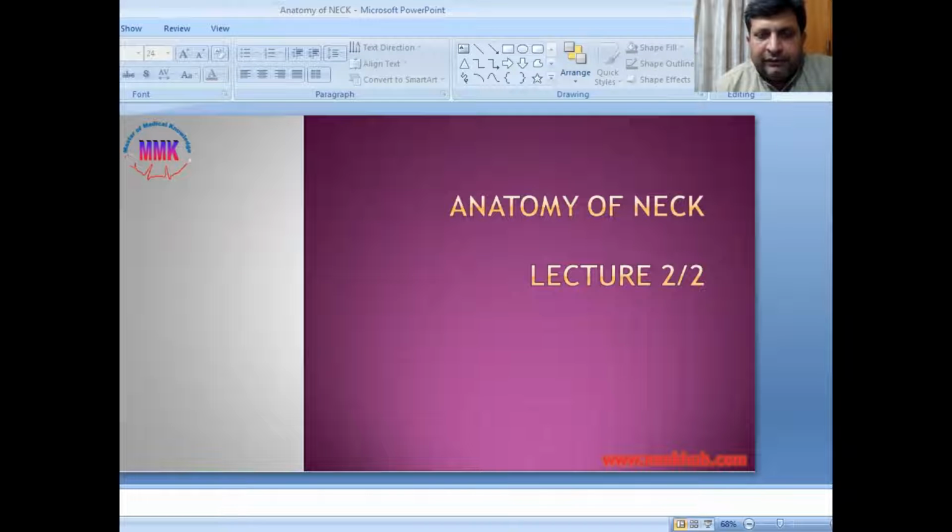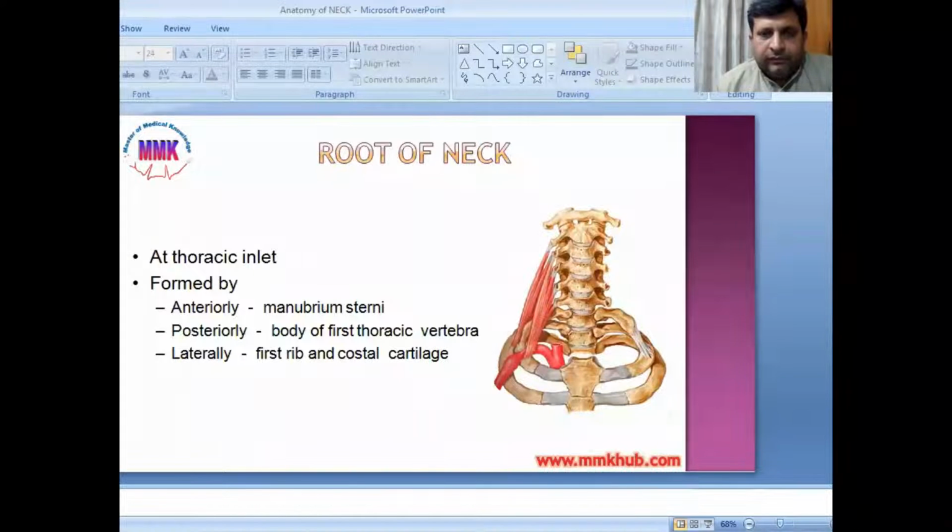It is the second lecture of a series of 2 lectures on the anatomy of neck. First of all, root of neck. Root of neck is present at the thoracic inlet. It is bounded anteriorly by the manubrium sterni and posteriorly by the body of the first thoracic vertebra. And laterally, on both sides, there is first rib along with their costal cartilages.